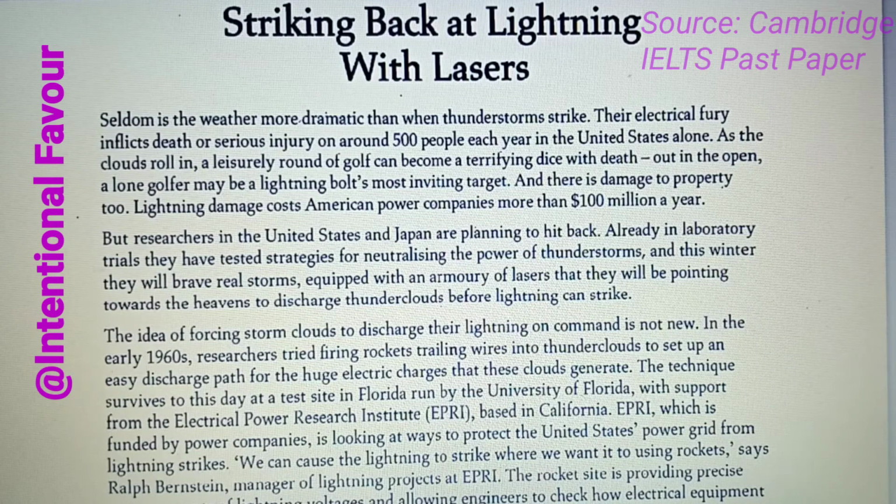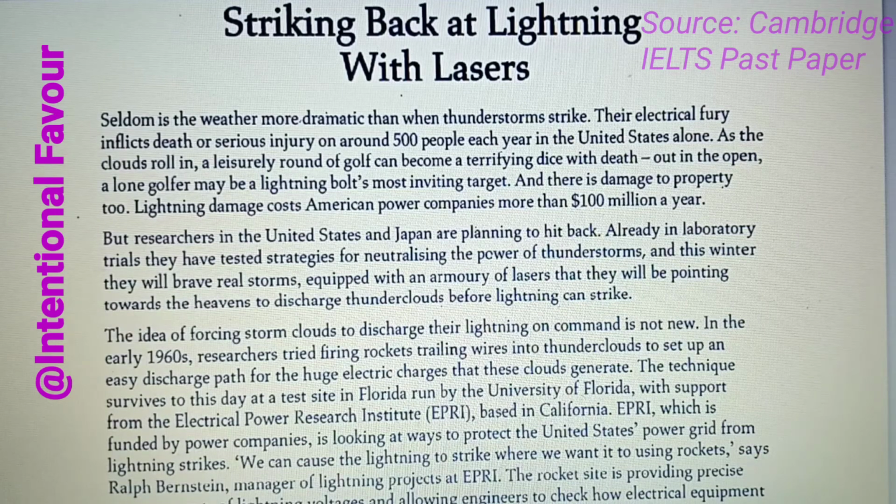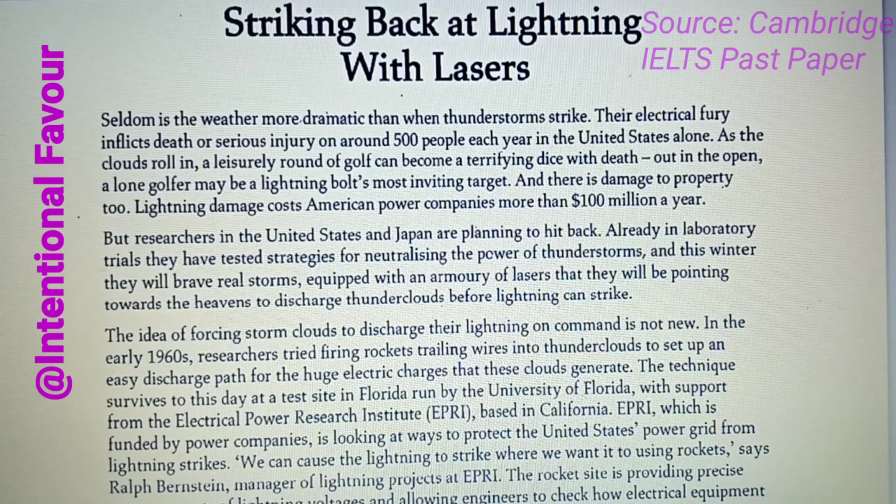So seldom is the weather more dramatic than when thunderstorms strike. The electrical fury inflicts deaths or serious injury on around 500 people each year, and so on. As the clouds roll in, a leisurely round of golf can become a terrifying dice with death out in the open. A lone golfer may be a lightning bolt's most inviting target, and there is damage to property too. Lightning damage costs American power companies more than $100 million a year. A year. Oh, it costs them. And the question is what again?